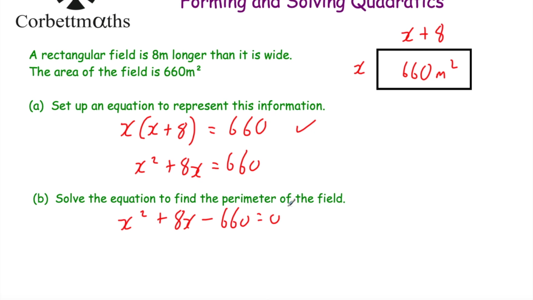Okay, so that's our first step. We've got the quadratic equation equaling 0. Now what I'm going to do is factorize the left-hand side here if we can. So I'm going to do bracket, bracket, equals 0. And I'm going to put x's at the front of the brackets because we've got x squared here, so it's just going to be x and x.